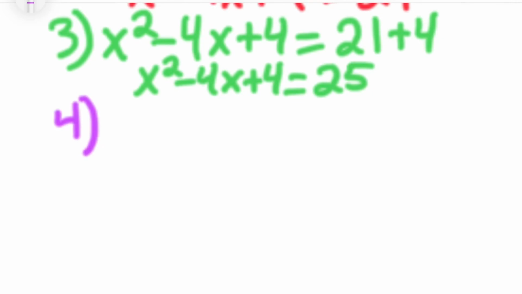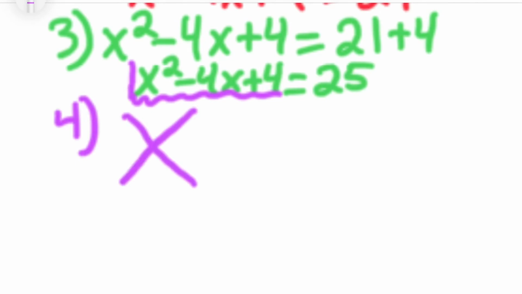Step 4. Step 4 is only focused on this left side. We want to factor it. So to factor it, we're going to ask ourselves, is there a GCF? No, there is not a GCF. Does our a equal 1? Yes, our a is right there. So we can go straight into our big X method. b goes on the left, c goes on the right.